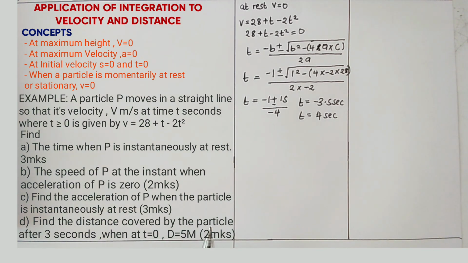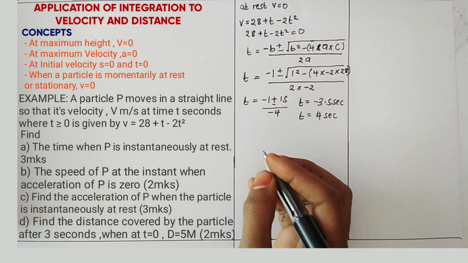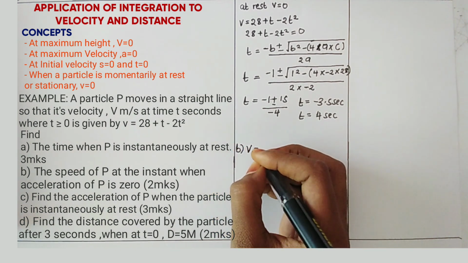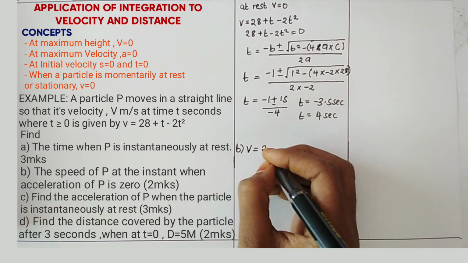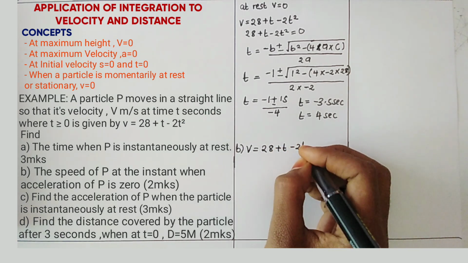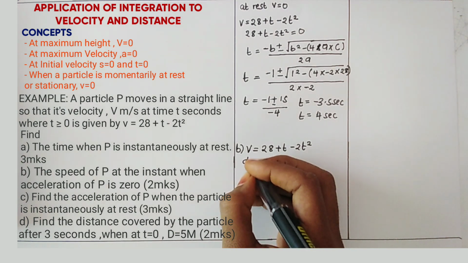So part b says the speed of P at the instant when acceleration of P is 0. So you should know that when acceleration is 0, first of all, we need to find acceleration. We have velocity, which is 28 plus t minus 2t squared, and we need to find acceleration. So we say acceleration is equal to dv over dt.